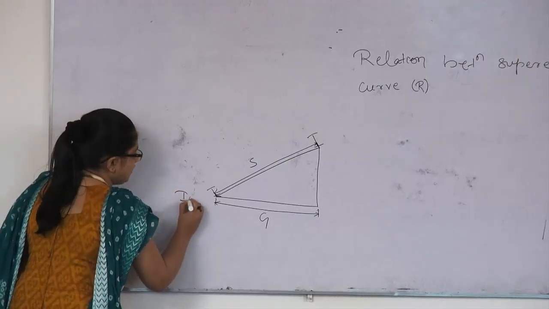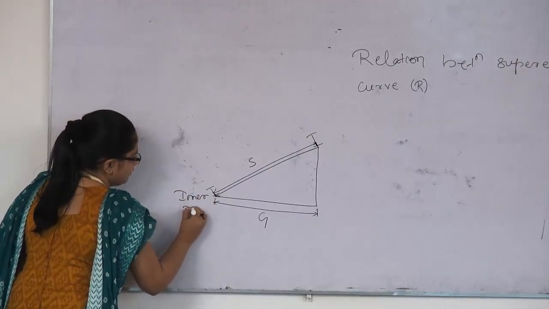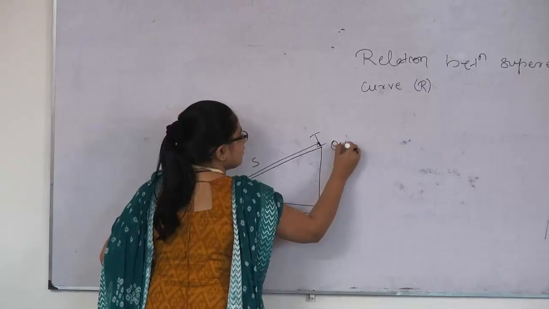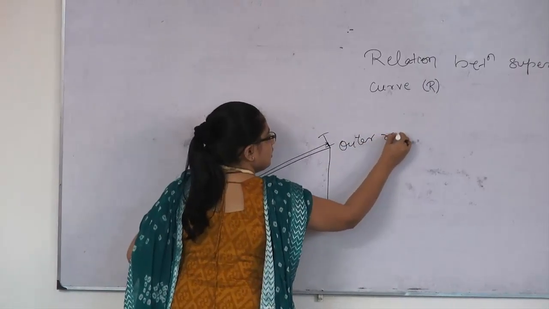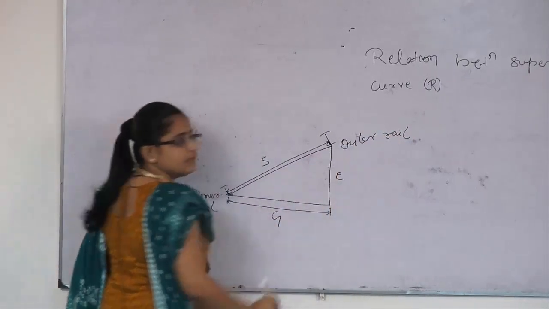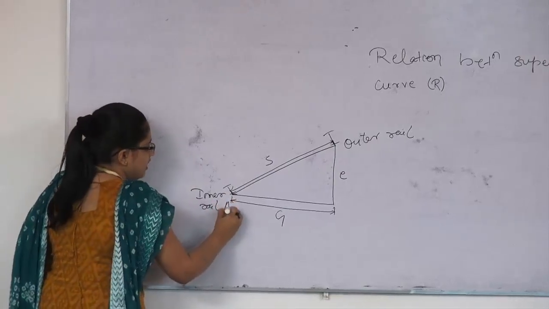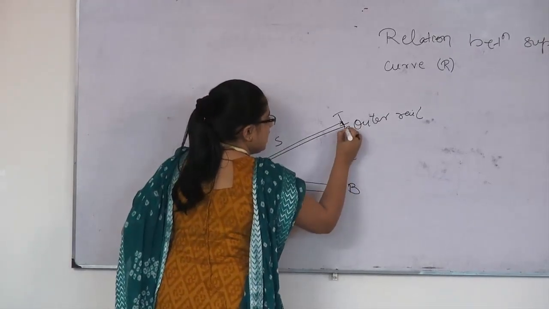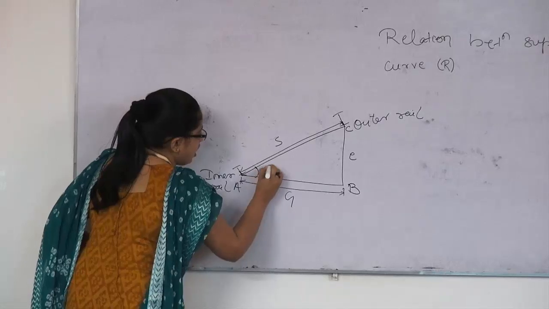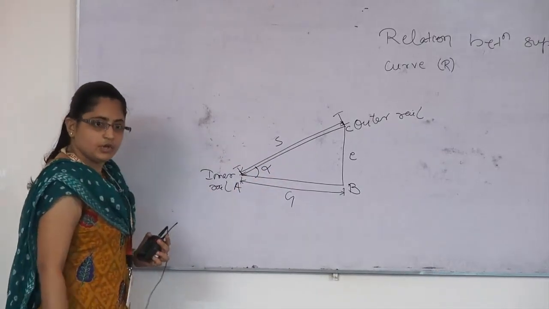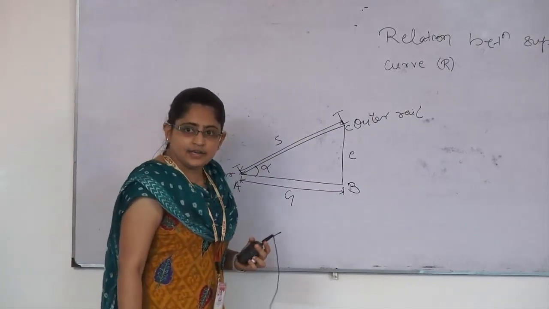This is your inner rail. This is our outer rail. So what is this here? E. Okay. So name this one A, B, C. And this inclination is your alpha. Okay. So alpha is your inclination.